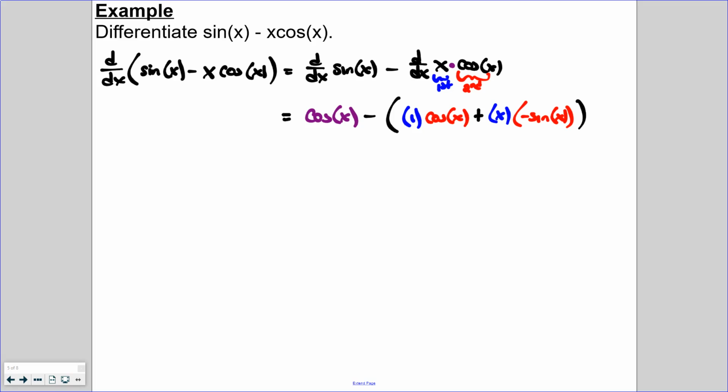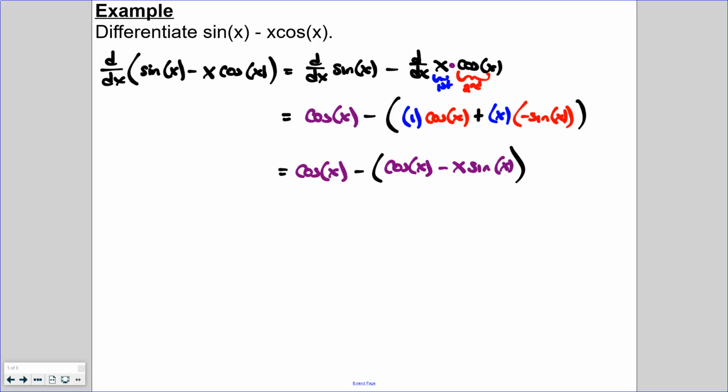Alright, then from here, we just have a bunch of simplifying to do, but nothing super difficult. So the cosine of x is going to stay on the outside. We're also going to keep the minus. And then let's see, 1 times cosine is just going to be cosine of x. Now, x times negative sine of x is going to be negative x sine of x.